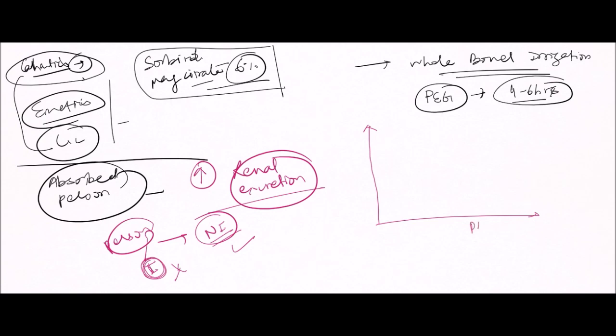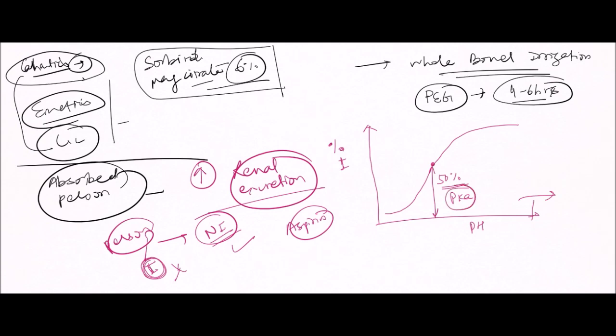Consider a graph between pH and the percentage of ionization, and we'll take the example of an acidic drug like aspirin. The percentage of ionization of aspirin will increase as the pH increases, and the pH at which the aspirin is 50% ionized is known as pKa.